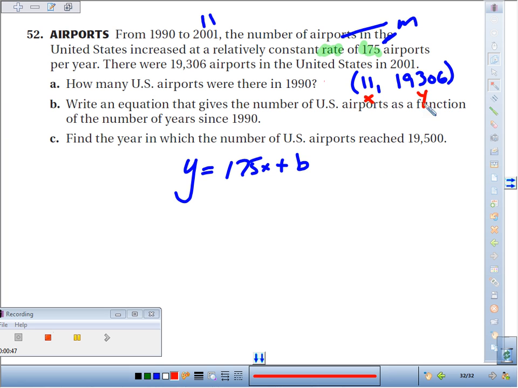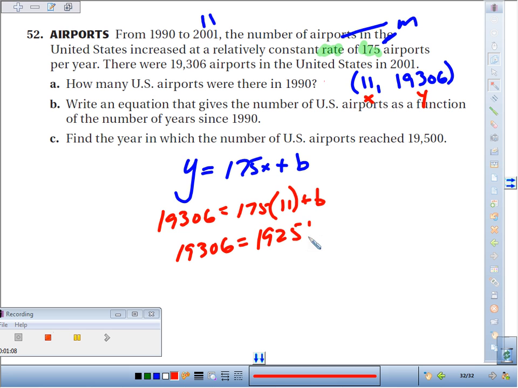However, they tell us a coordinate or a point that works in this equation. So we'll substitute 19,306 for y, 11 for x, and we're going to find the y-intercept. We get 19,306 equals 175 times 11, which is 1,925, plus b. Find the b value that makes this true. If we subtract 1,925 from 19,306, we get 17,381.